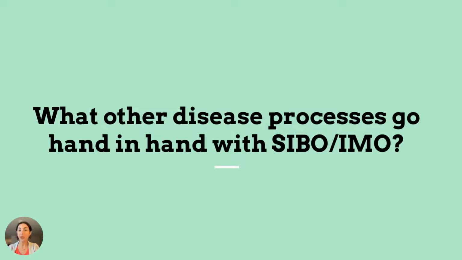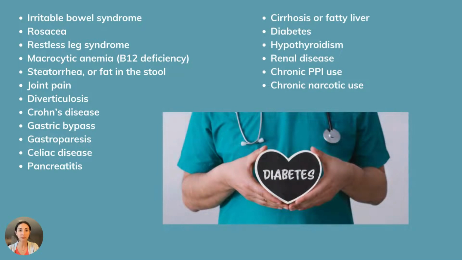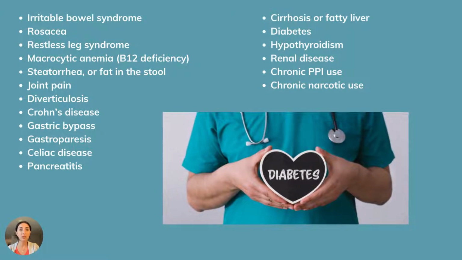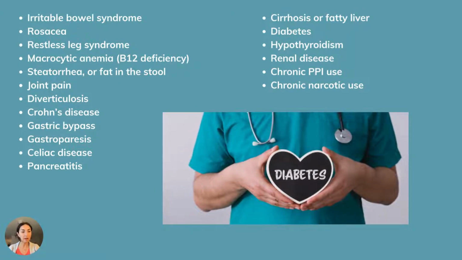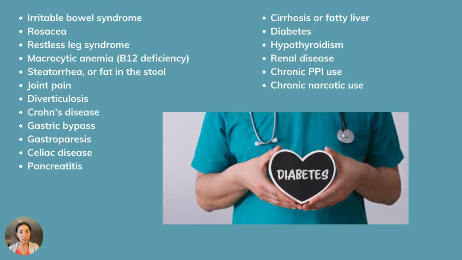Let's talk about some other disease processes and chronic diseases that go hand in hand with SIBO. As you can see here, there are many chronic health conditions that coincide with SIBO. It's kind of like a chicken or the egg thing, which came first. They're not really sure. Sometimes SIBO can come first and influence the disease manifestation. Sometimes these diseases are present and SIBO can develop coincidentally. And they kind of go hand in hand with each other. So we have obviously IBS.